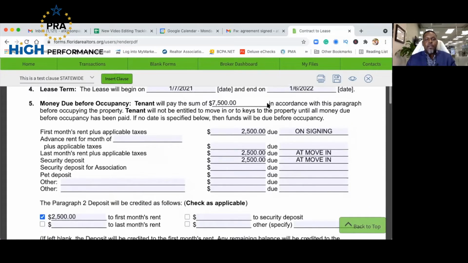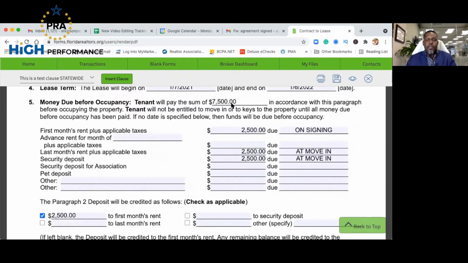Isn't it interesting? But remember that all the monies needed before occupancy go in this block. So the tenant is going to offer the landlord first month, last month, and a security deposit. As you plug that number in here, it automatically populates there. So it's $7,500 that's going to take them to get the keys.